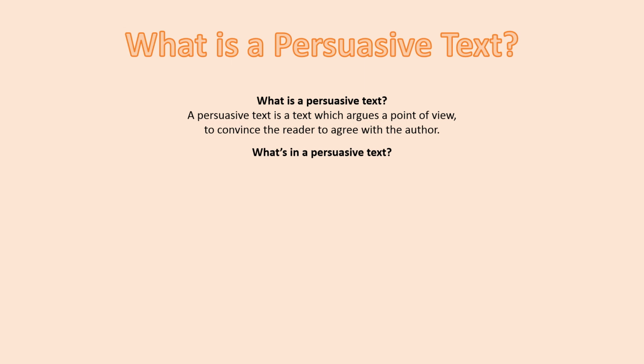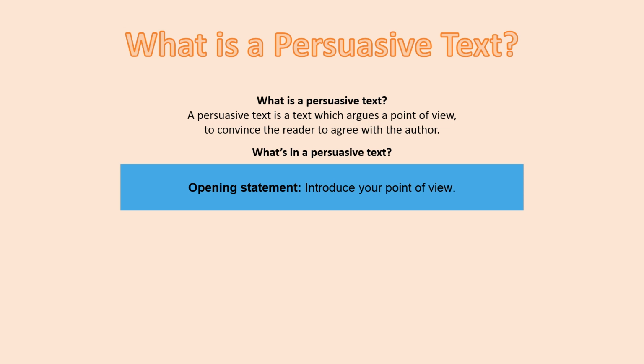Firstly, let's discuss what is a persuasive text. It's a text which argues a point of view to convince the reader to agree with the author. So in your information leaflet, you're going to be convincing the reader to save the bees.